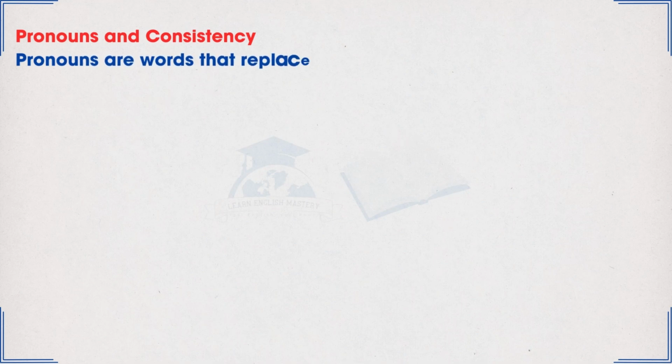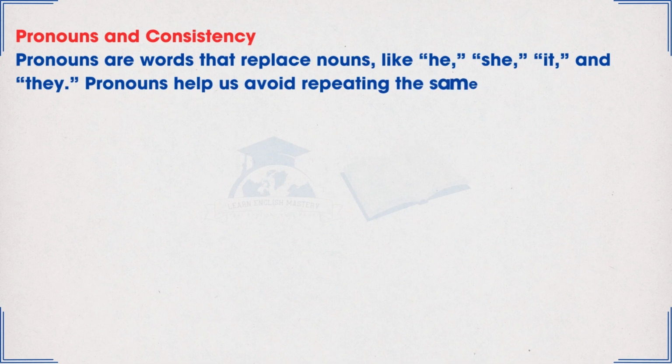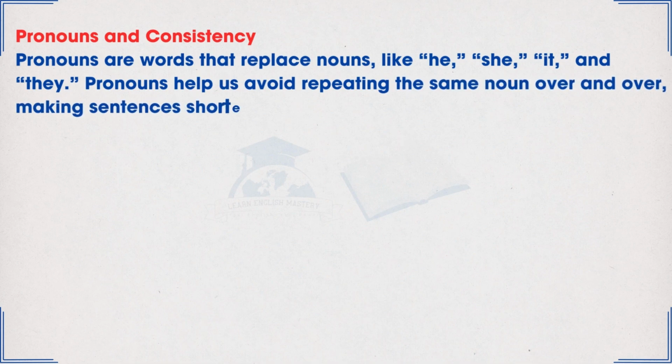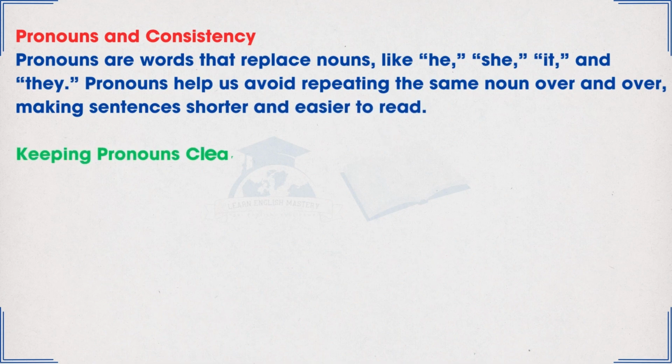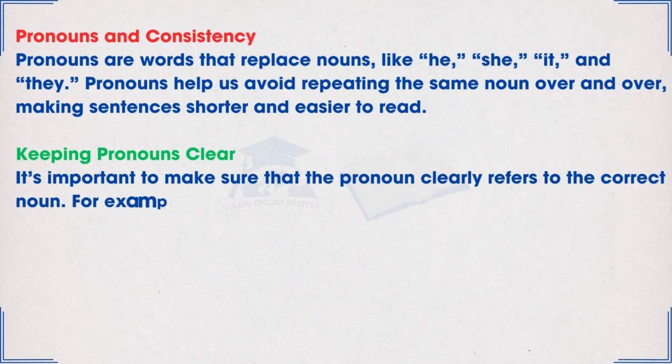Pronouns and consistency. Pronouns are words that replace nouns like he, she, it, and they. Pronouns help us avoid repeating the same noun over and over, making sentences shorter and easier to read. Keeping pronouns clear. It's important to make sure that the pronoun clearly refers to the correct noun.